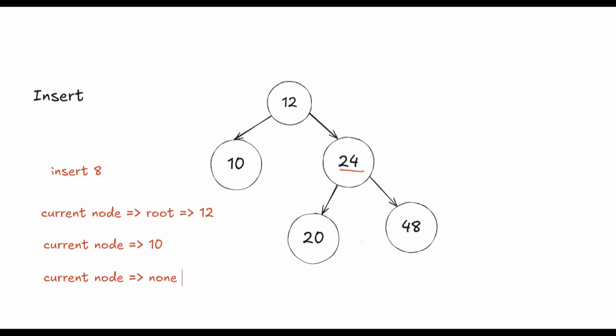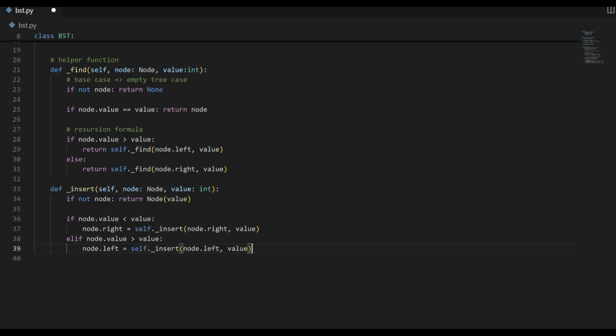And then we can go back to our code. Because it's none, it will be replaced with a new node called 8. And what happened is, in the graph, it will look like something like this. That's how the code works. Let's get back to the code part.